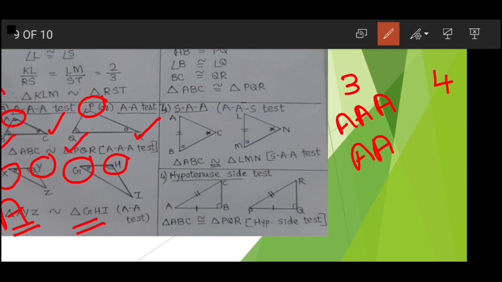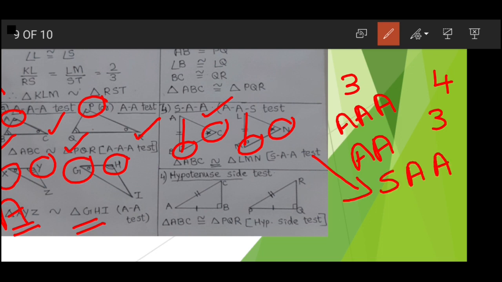Now coming to the third one in congruence of triangles, that is SAA. That means one side is congruent and the consecutive angles, that is, immediately following it, the two angles are congruent, then we can say that both the triangles are congruent by SAA test. This can also be written in reverse, that is AAS. That means one side and the consecutive angles should be congruent.